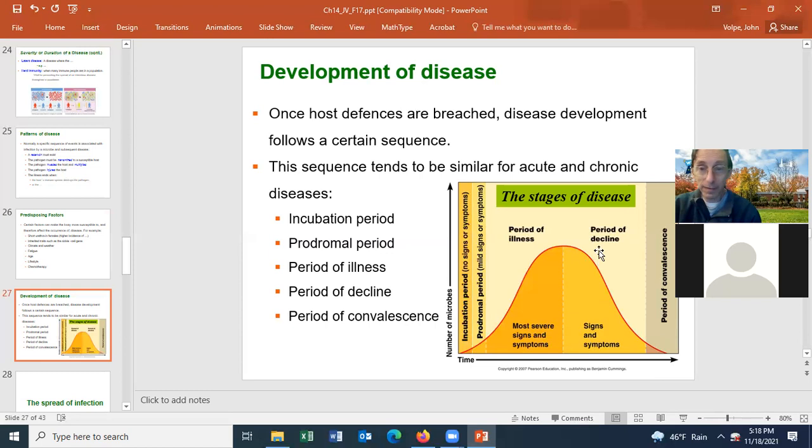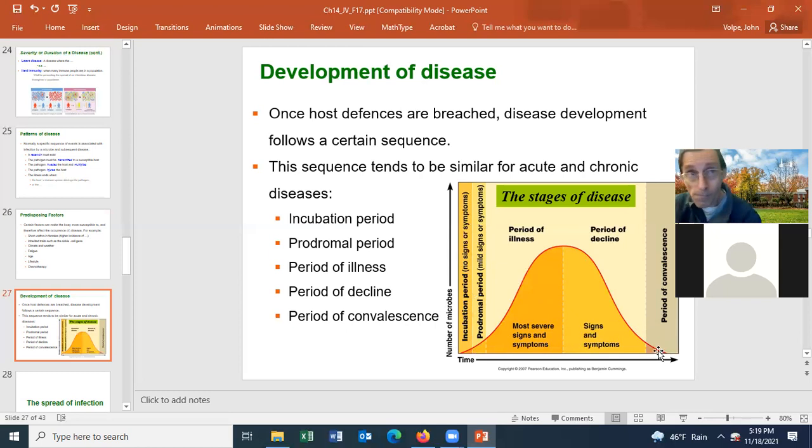That's a good guess, but no, that's what my mother always said. I'm getting better now. I'm no longer communicable. And I'd say, no, mother, you're talking to a microbiologist. I know better. You're in the period of decline or the period of convalescence. And as you see from this graph, you have the microbes in all of these periods. So you are communicable in all of the periods.